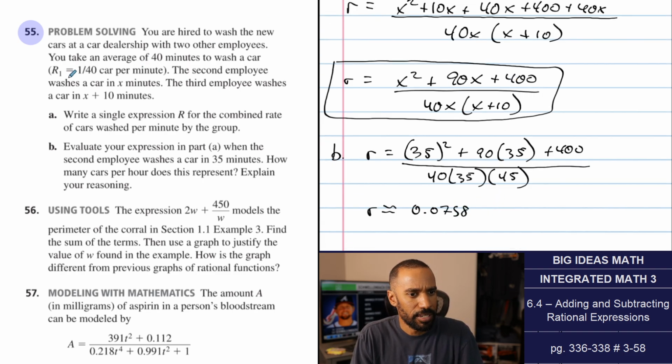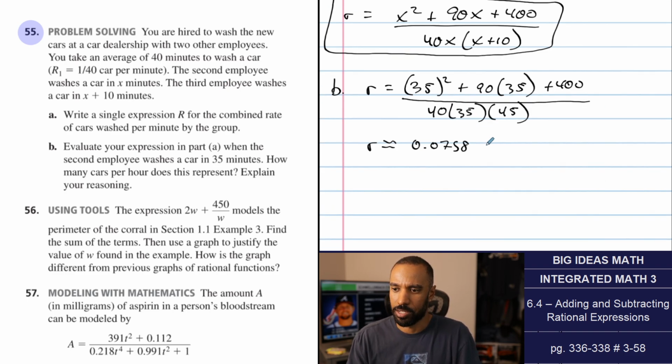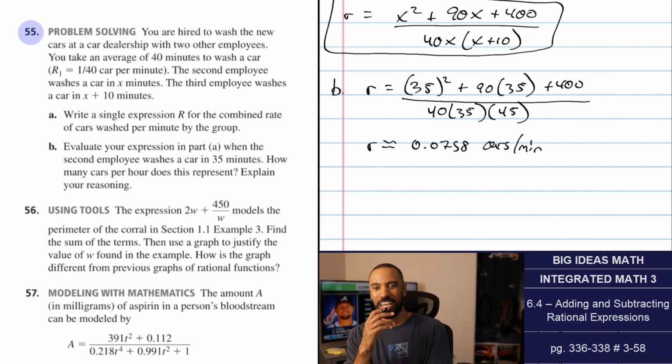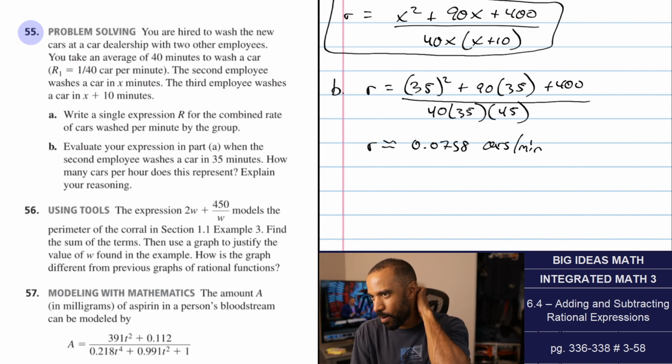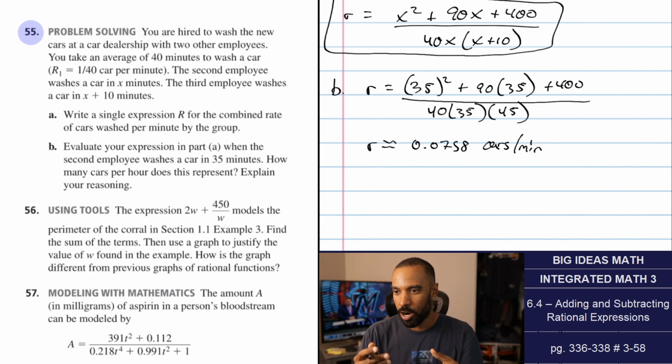What is this? Cars per minute? This is this many cars per minute. That's weird. I'd rather figure out minutes per car or something like that. We don't do cars in minutes. It takes 40 minutes to wash a car, sure, but we don't say that. I'd rather do how many minutes per car or how many cars per hour. So let's do this number times 60 to figure out cars per hour. So it's around 4.55 cars per hour. That's one interpretation of this.